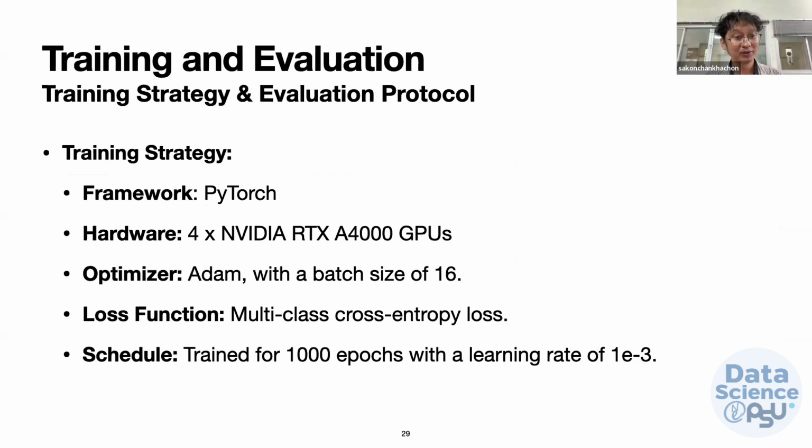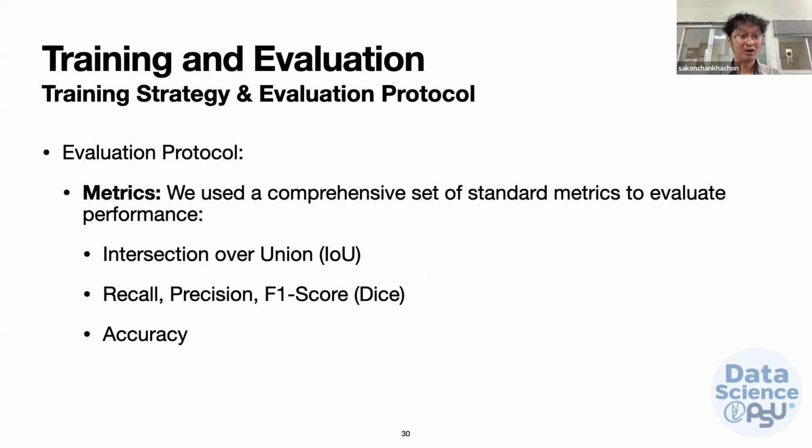For training, we use the PyTorch framework on a system with 4 NVIDIA RTX A4000 GPUs. We use the Adam optimizer with a batch size of 16 and a multi-class cross entropy loss function. The model was trained for 1,000 epochs with a learning rate of 1e-3. For evaluation, we use a comprehensive set of standard metrics, including intersection over union or IOU, recall, precision, F1 score or dice, and accuracy.